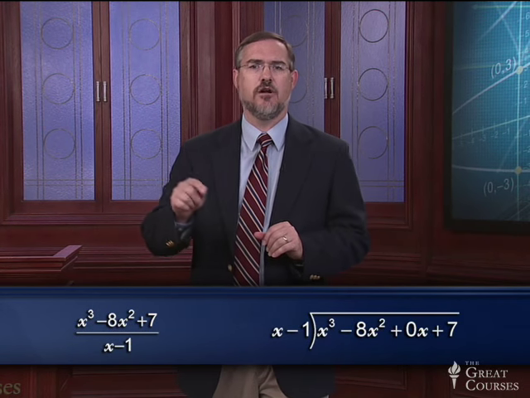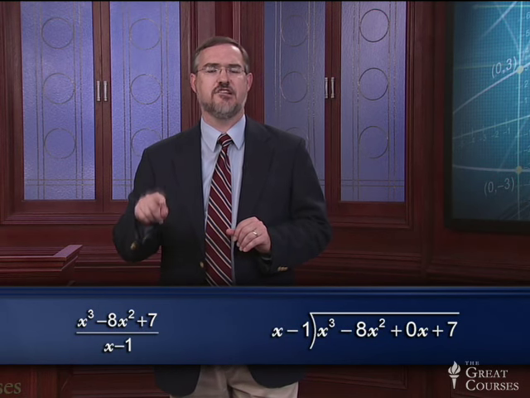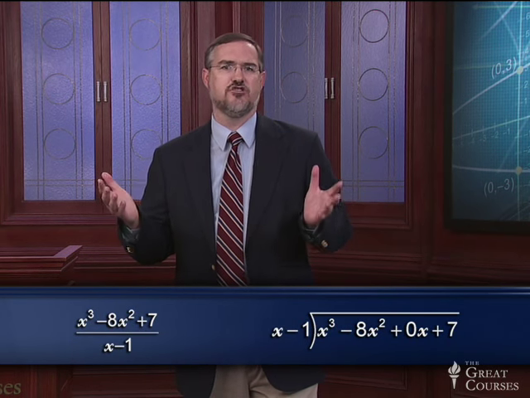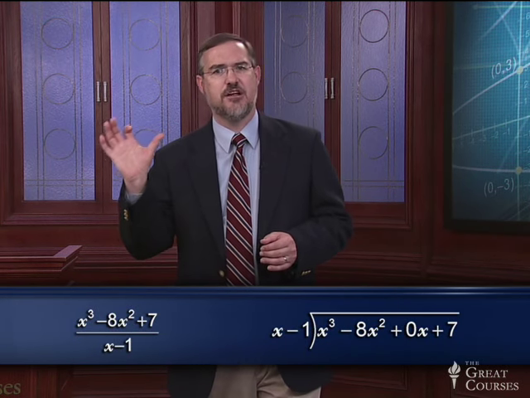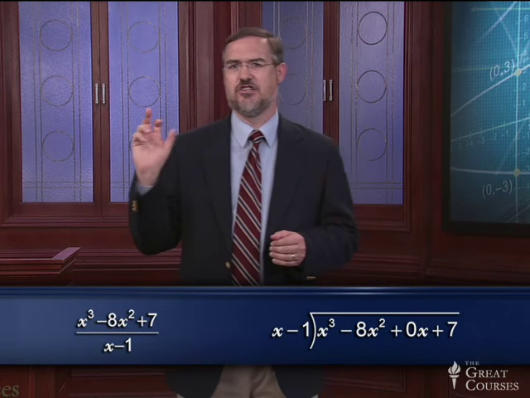If you look at the function we're going to divide, it has no x term, if you will. The x cubed minus 8x squared plus 7 is missing an x term. What do you do? Well, you just simply insert it with a 0 in front. And that means when you're ready to draw everything, you're going to have an x cubed minus 8x squared plus 0x plus 7 underneath the division symbol, and you're going to have the x minus 1 outside as the divisor.